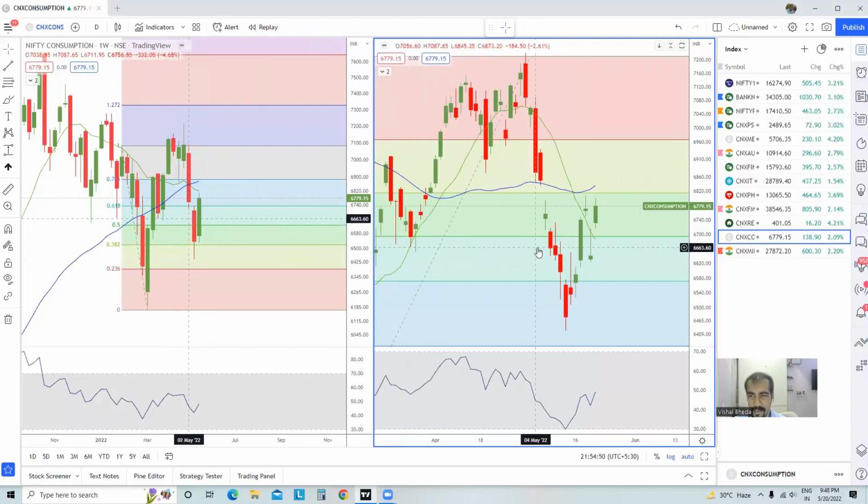In consumption pack, I think there's nothing much to say. There is a pullback over here. Trend is down in the weekly time frame chart, and consolidation is going on in the daily chart. So there is nothing much to say over here.